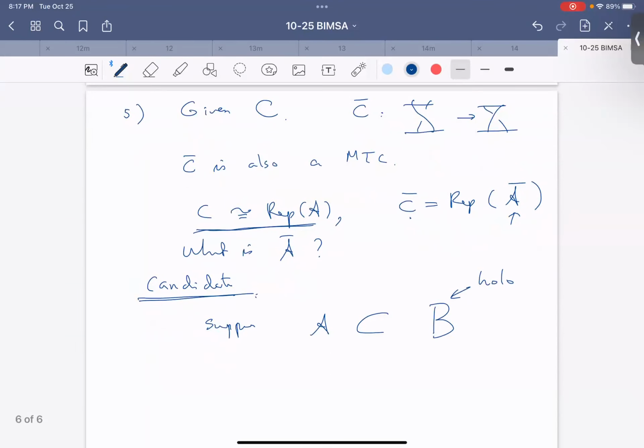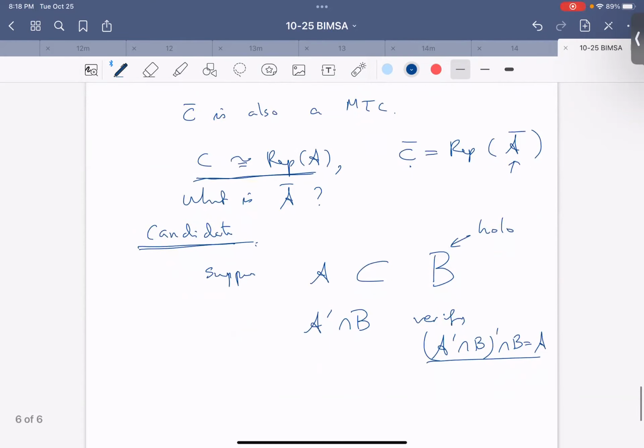Okay, and suppose that A prime intersect with B, this coset, verifies some non-degeneracy condition. So basically it means that the double commutant is equal to itself, this commutant with B is equal to A. Some kind of non-degeneracy condition. Then the rep of this A prime intersect B, this coset, is going to be isomorphic to C bar, where C is equal to rep of A.